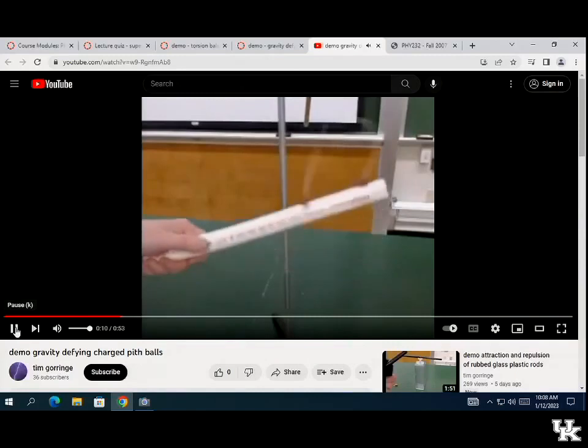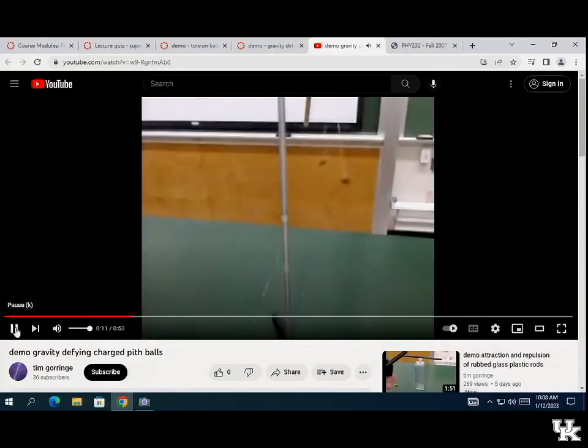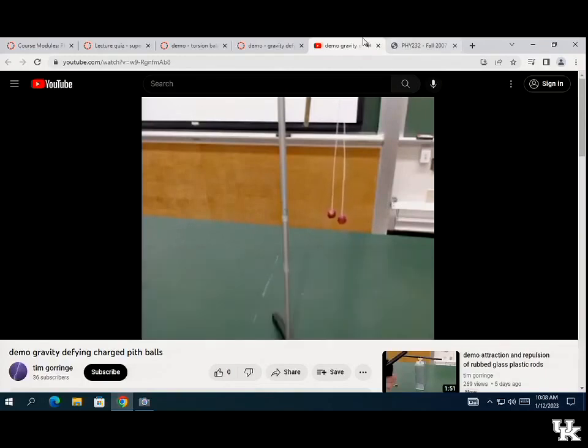And if I charge them up, now they're not just being pulled down by gravity, but they're also being pushed apart by electricity. And so they're hanging at an angle that is no longer vertical, some number of degrees to the vertical. So we're going to solve this problem.